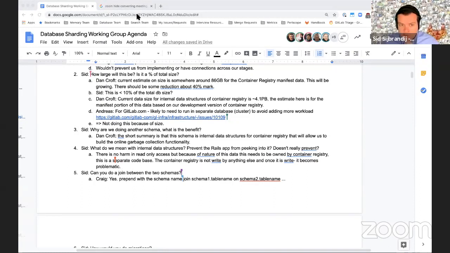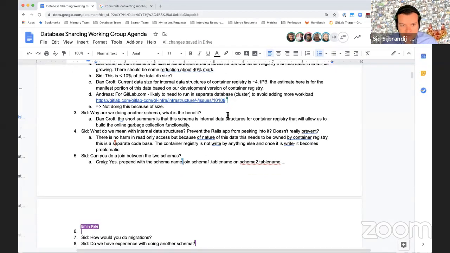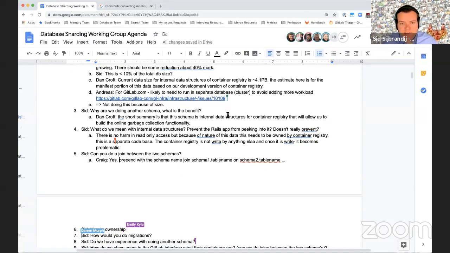And the ownership, I still don't have my hands around it, as in I don't understand it yet. How is the ownership different if it's in a different schema? Can you say, will it be like different users? Is there some access control difference?